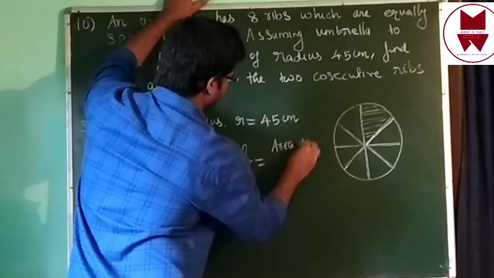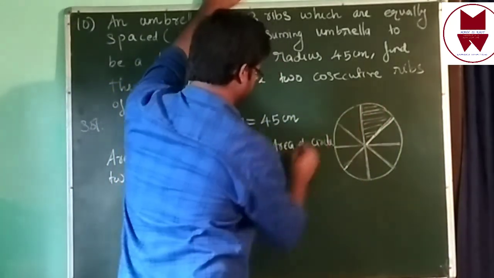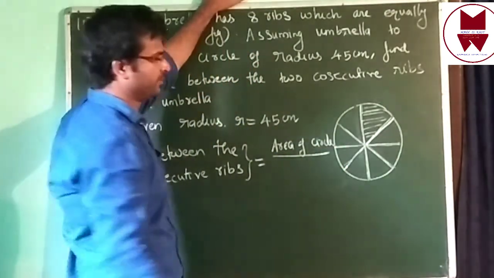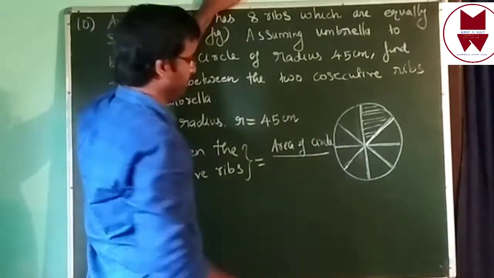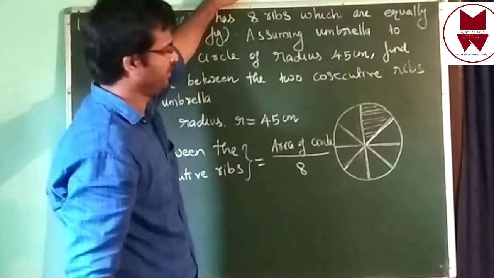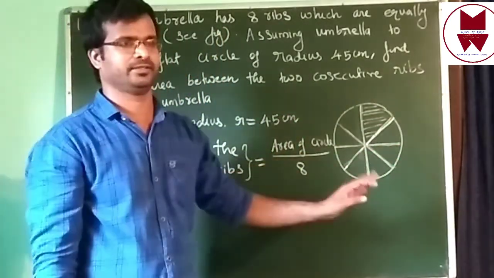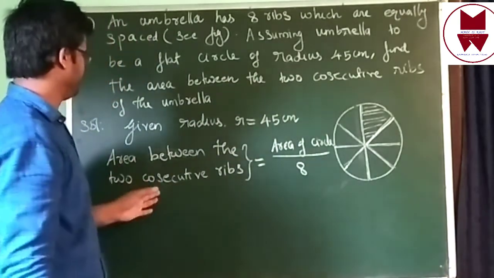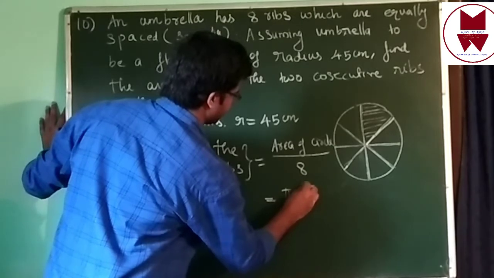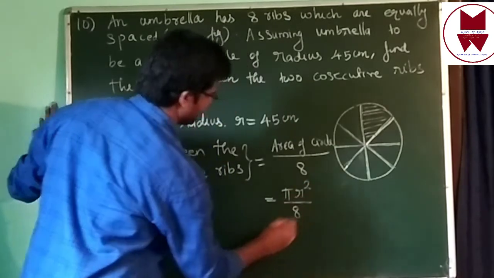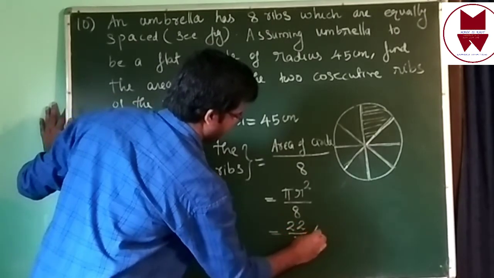area of circle. First we will find out area of total circle, divided by how many sectors are there? We can write 1, 2, 3, 4, 5, 6, 7, 8 sectors are there, isn't it? That means divide by 8. First find out area of total circle, then divide by 8. You will get area between two consecutive ribs. Then area of circle is pi r square, divided by 8.